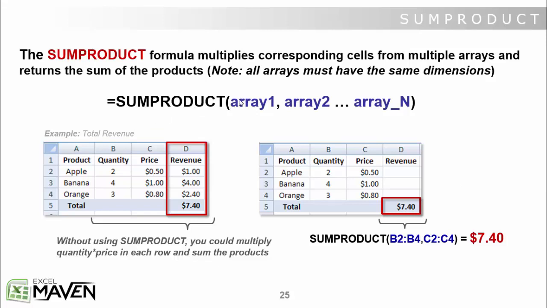So first, the syntax is actually quite simple. You just list out the arrays that you want to take the sum product of. Typically these are entire columns. Note that all your arrays have to have the same dimensions here.